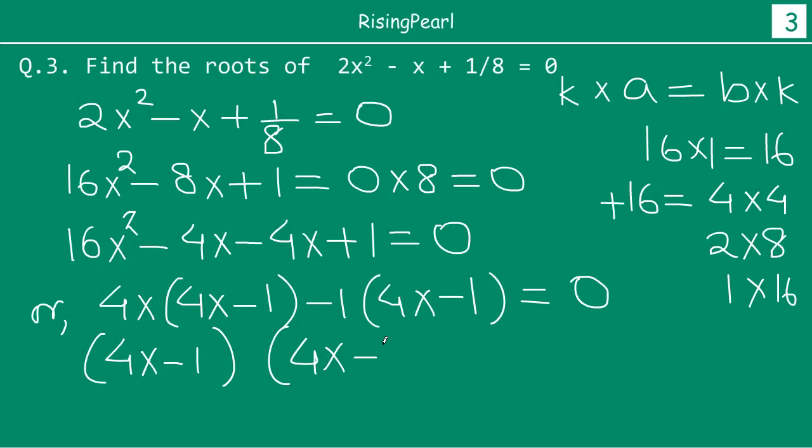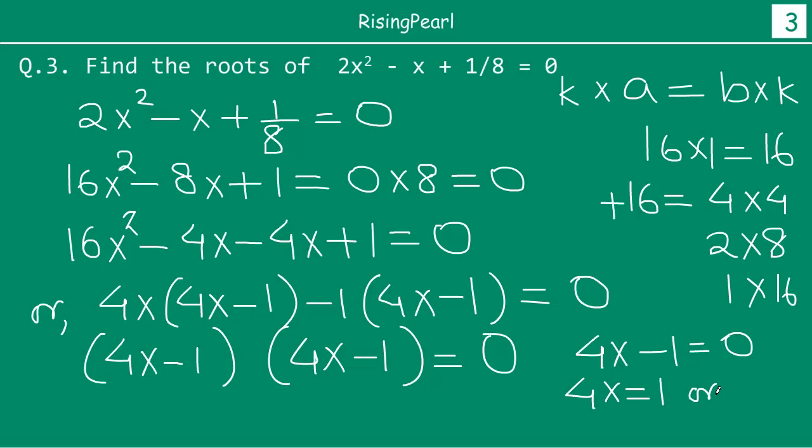So we will get 4x minus 1 times 4x minus 1. So looks like this is again another example where we will have only one root for this quadratic equation, because both linear equations are going to be the same, which will be 4x minus 1 equal to 0, or 4x equal to 1, or x equal to 1 by 4. So in this particular example there is only one root for this quadratic equation and it is 1 by 4. Let's see if we can take a look at one more question.